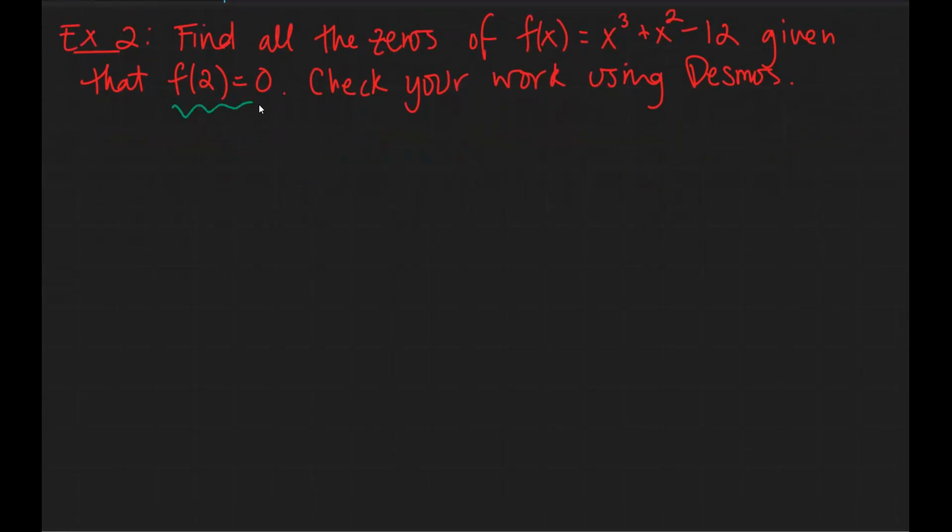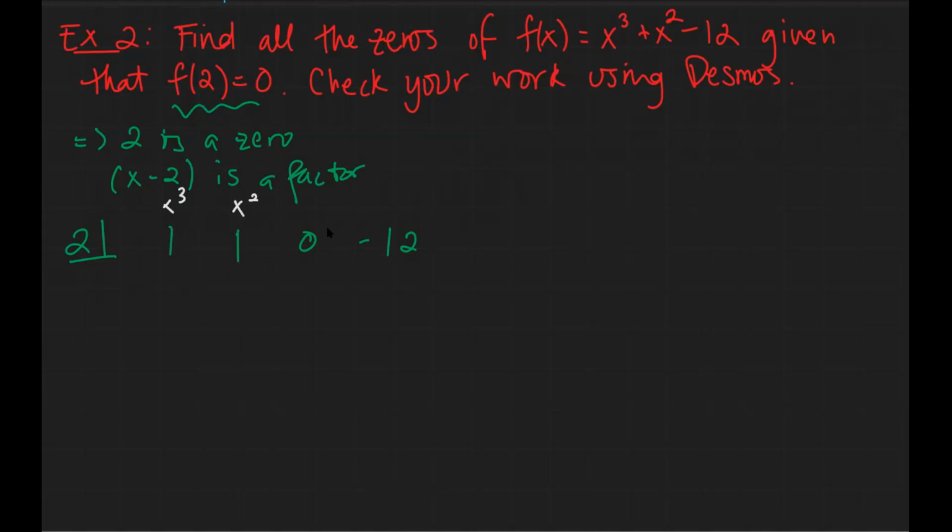f of 2 equals 0. What does that mean? That means 2 is a 0, which then also means that x minus 2 is a factor. So then synthetic division, 2 on the shelf, and then we have coefficients 1, 1, 0, negative 12. Because this is our x cubed, x squared, x, we're missing the x term, so we need a placeholder of 0, and then the constant.